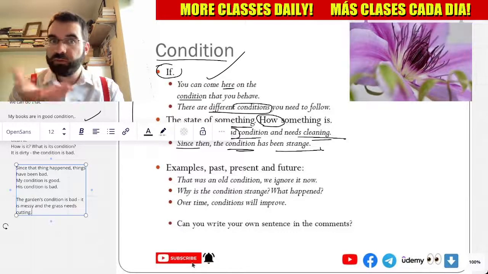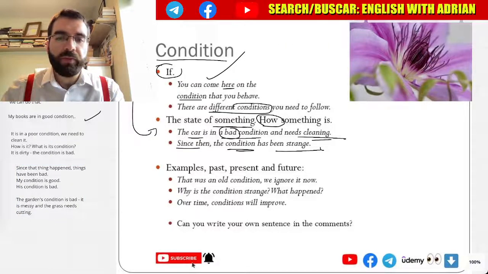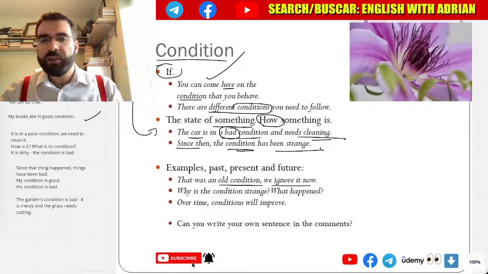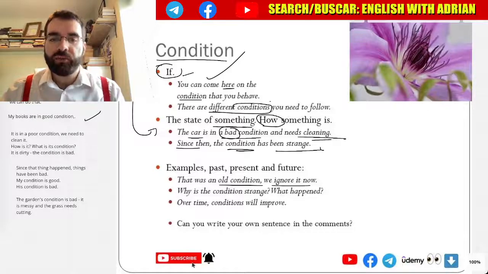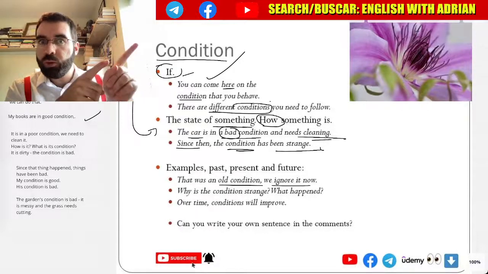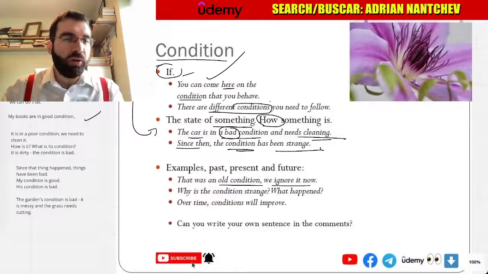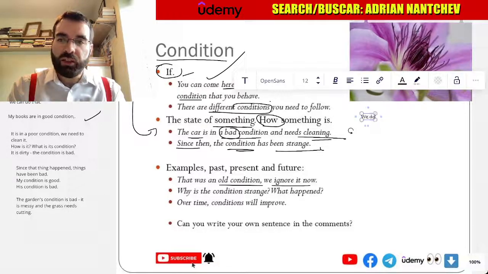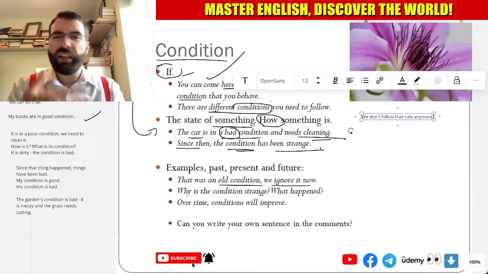So that was an old condition. We ignore it now. We used to have to follow that rule, that condition, but not anymore. We don't follow that rule anymore. No more.